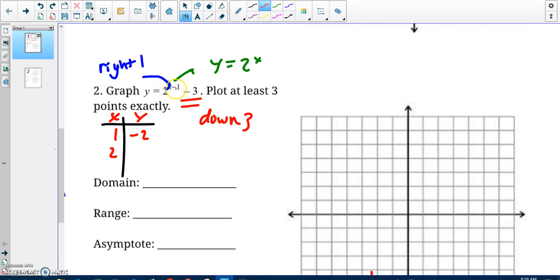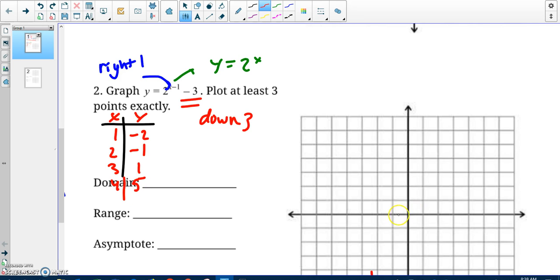2 to the 2 minus 1 is 1, 2 to the first is 2, minus 3 is negative 1. This would be 2 to the second, which is 4, minus 3 is 1. Let's plug in a couple more. If I plug in 4 for x, that's 2 to the third, that's 8, minus 3, that's 5.